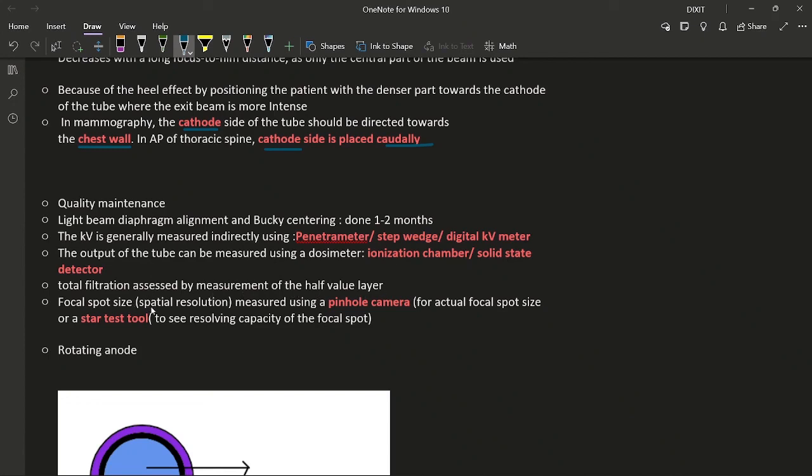The focal spot size, they can also ask how spatial resolution is measured. It is measured using a pinhole camera. A pinhole camera can measure the actual focal spot size, and a star test tool can be used to see the resolving capacity of the focal spot. So the pinhole camera will give you the actual focal spot size, like how many millimeters, and the star test tool is actually used to see the resolving capacity.